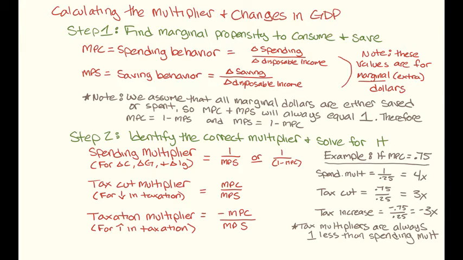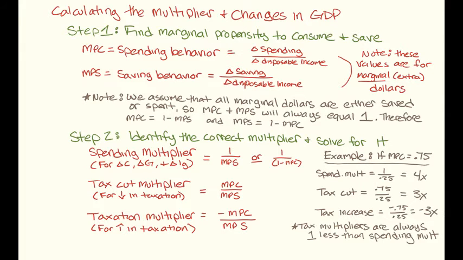The spending multiplier is useful for whenever there's a change in consumer spending, a change in government spending, a change in investment spending coming from businesses, or, to a lesser degree and not very commonly used, a change in net export spending. The multiplier here is going to be 1 over the marginal propensity to save, or 1 over 1 minus MPC, since 1 minus MPC is MPS.